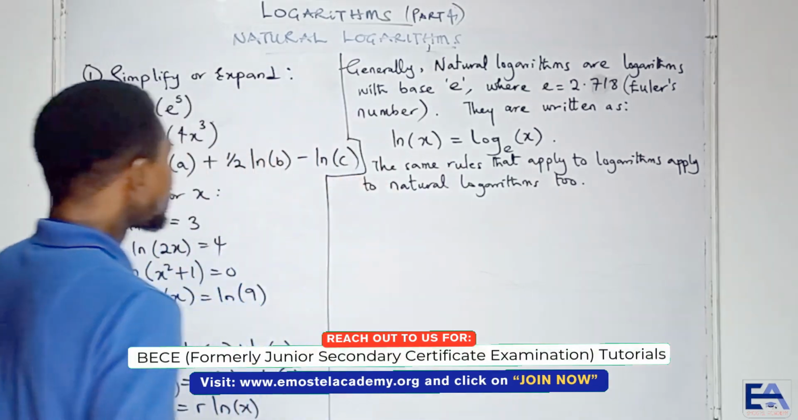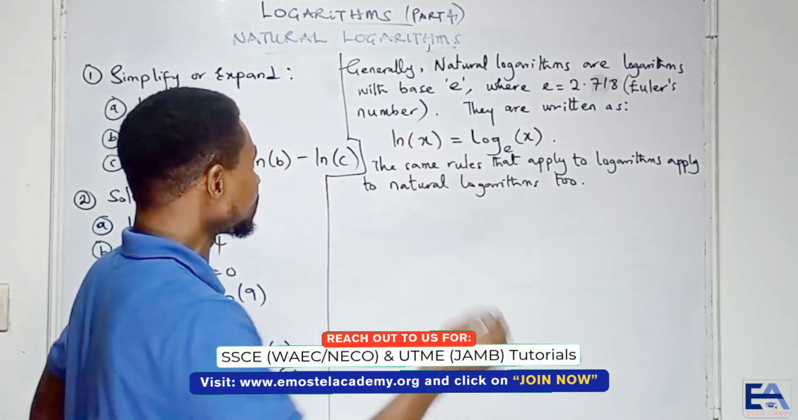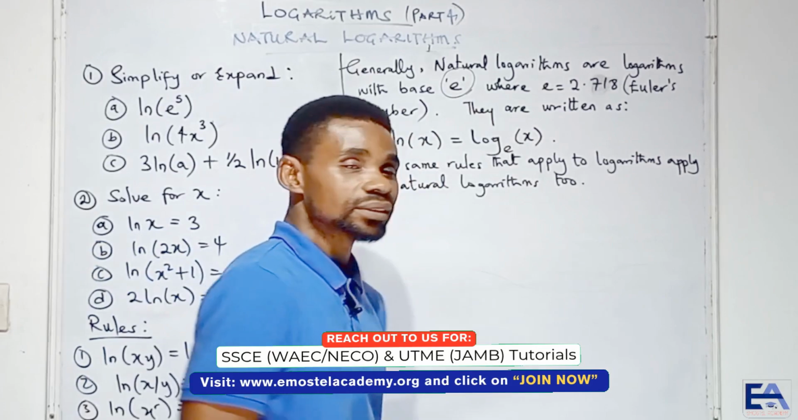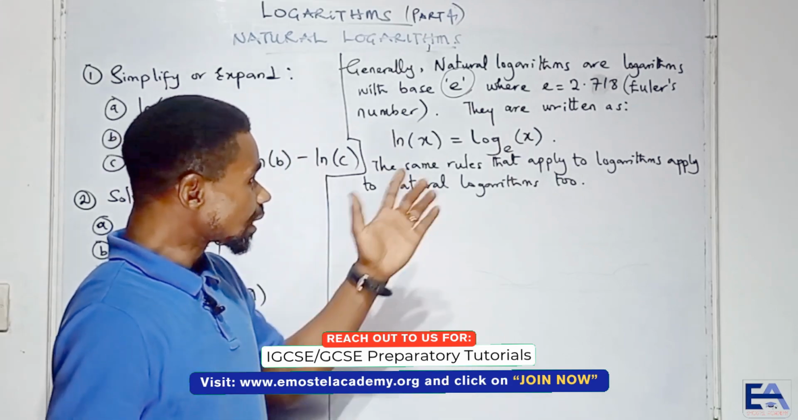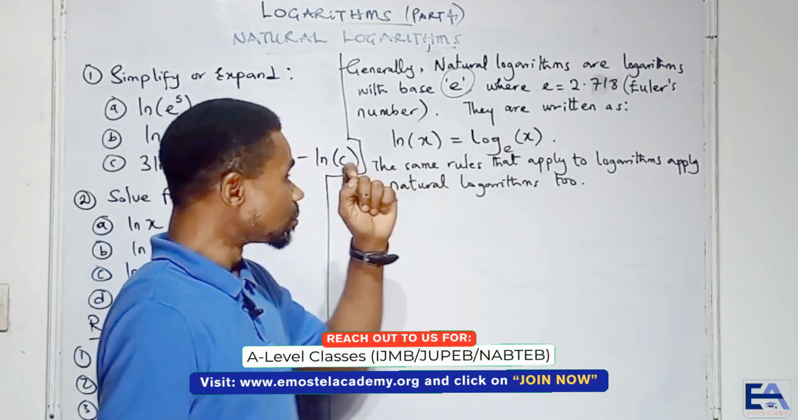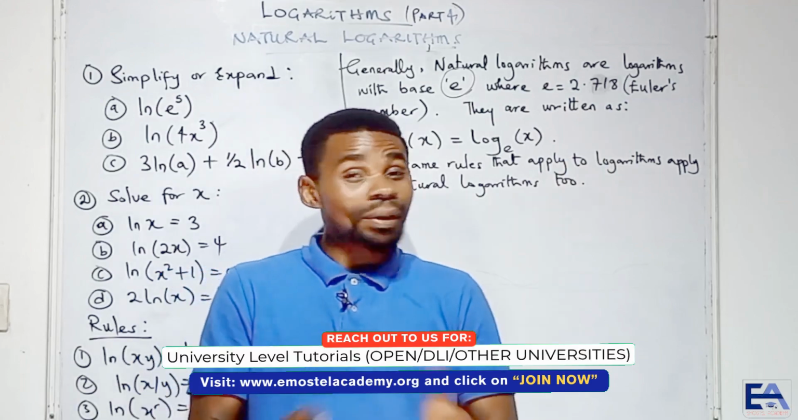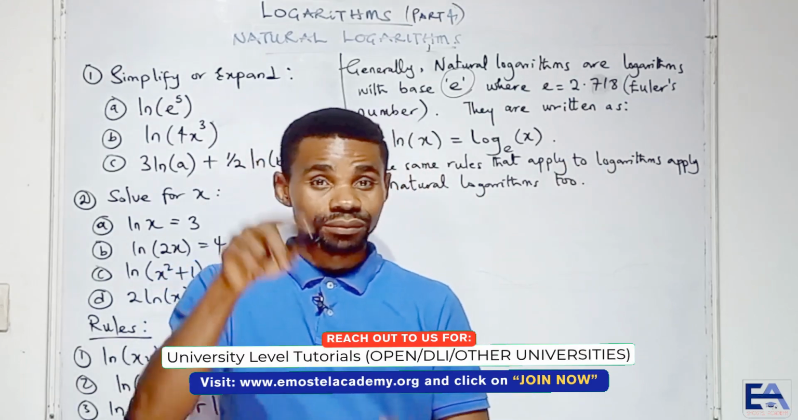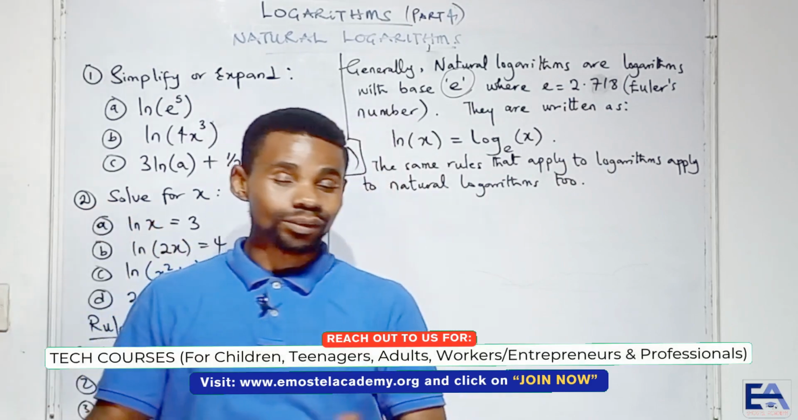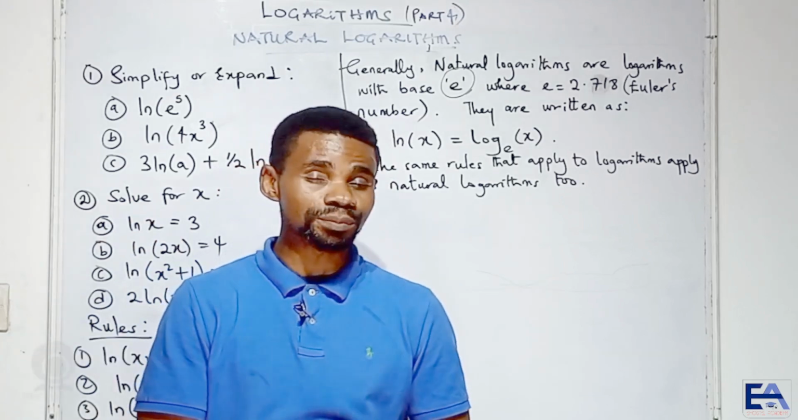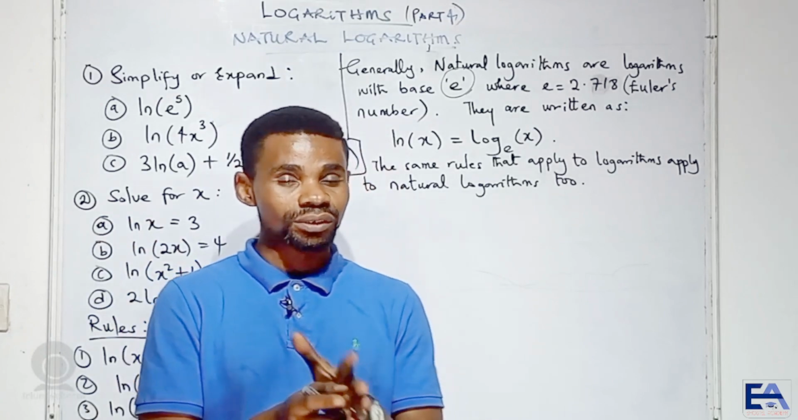Now, we call it natural logarithm because it deals with a constant, which we can call the natural number. That number is called Euler's number, which has the value of 2.718. It is just like pi, 22 over 7 approximately, or 3.141 and so on, which we approximate to 3.142. So it's just that same thing. It's a constant number just like pi.